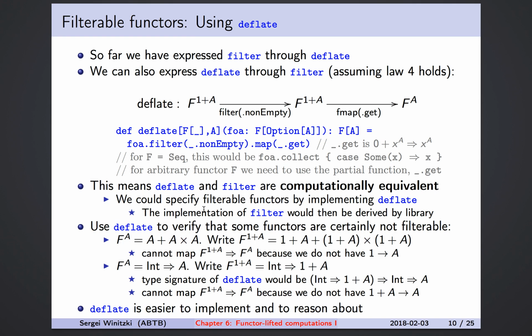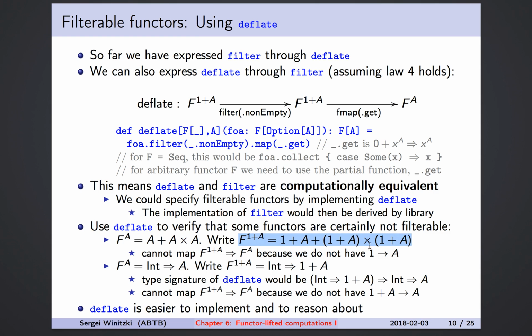So deflate is actually very useful because its type signature is so simple. It's a function from functor of option A to functor A. And because its type signature is so simple, we can easily verify that some functors are certainly not filterable. Here are some examples. Consider this functor. If I wanted to check if this functor is filterable, then in principle, I could try to implement filter for it and check the laws. And that would take me a while, perhaps. So let me see if I can write a deflate function. A deflate function would have mapped f of 1 plus a to f of a. What is f of 1 plus a? It is this type.